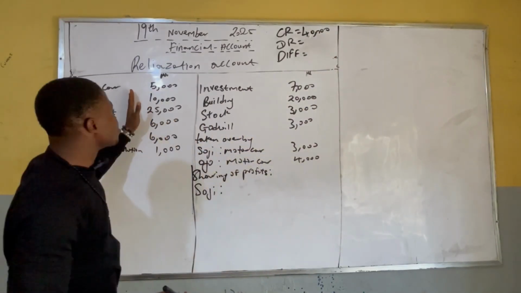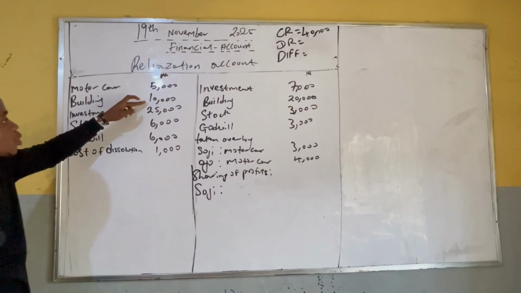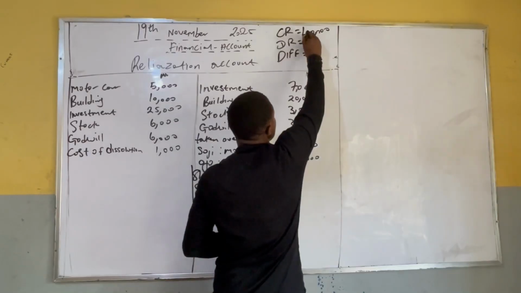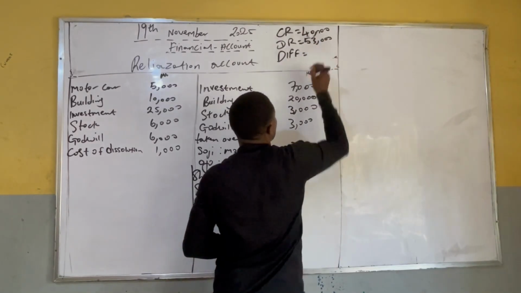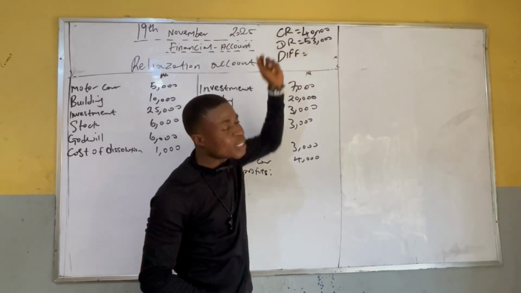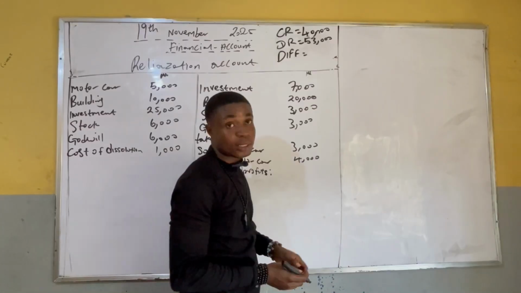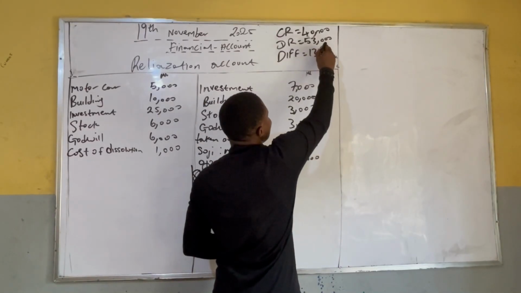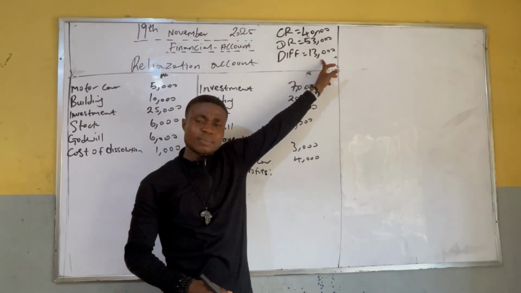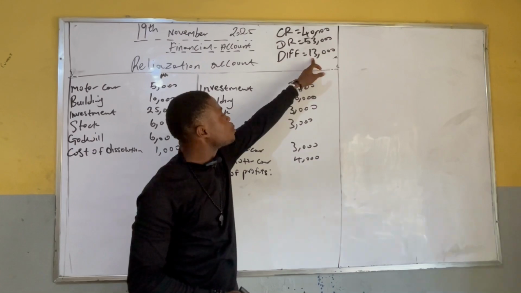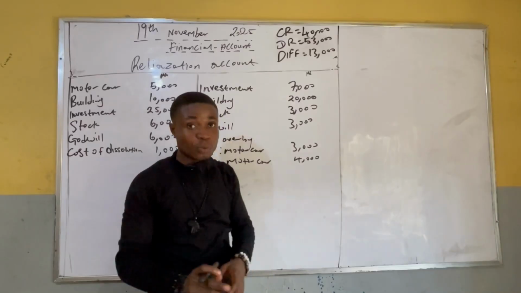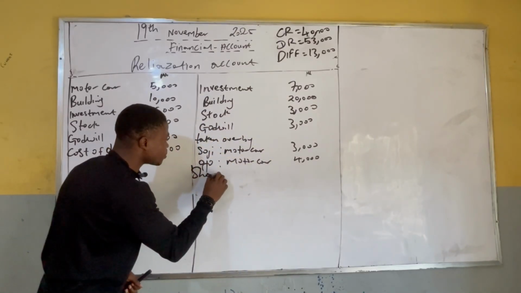40,000. Now, let's come to this side. 5,000 plus 10,000 plus 25,000 plus 6,000 plus 6,000 plus 1,000 is what? That is 53,000. Now, let's look for our difference. 53,000 minus 40,000 is what? 13,000. That is 13,000, our profit. Are you following me? Now, we're going to share this profit among those that are in the partnership.